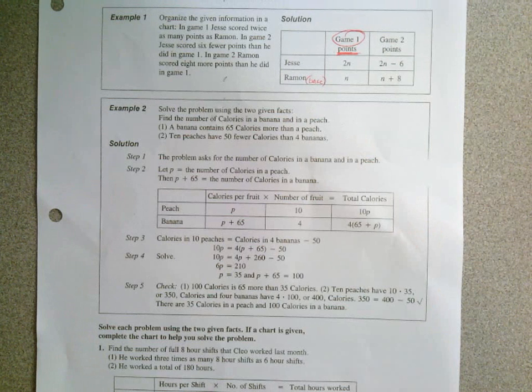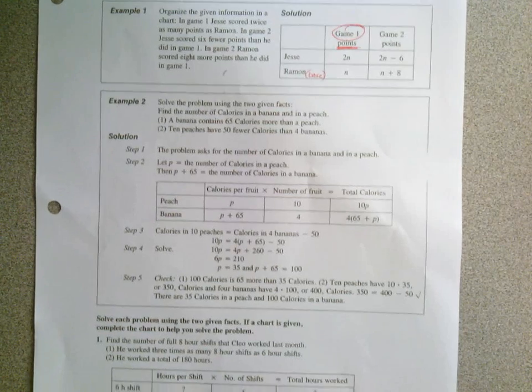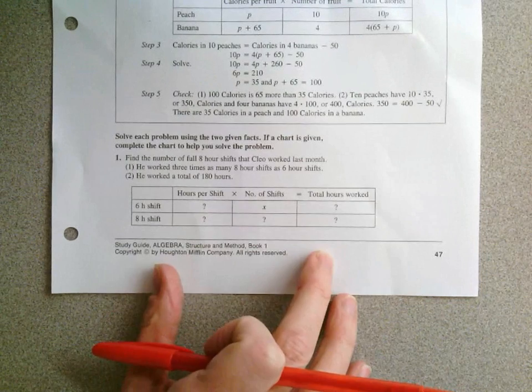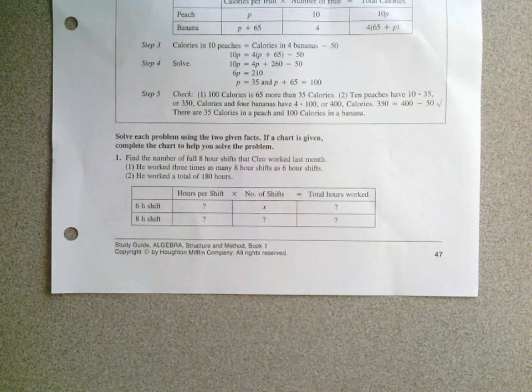You can read example 2 on your own. It shows you some details, calories within a banana versus peaches. We're just going to go through these together today and see what we end up with. So example 1. If a chart is given, complete the chart. You don't have to. You can if it works for you. I go back and forth with charts.